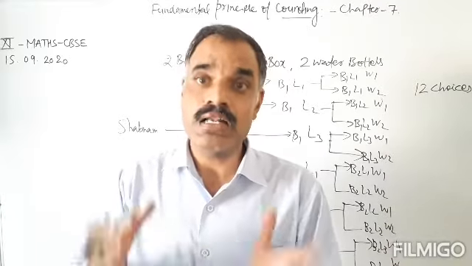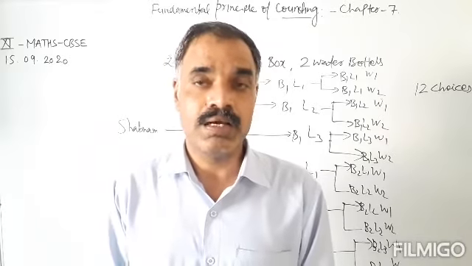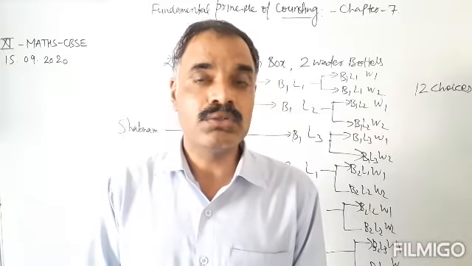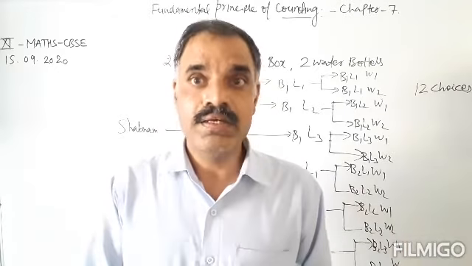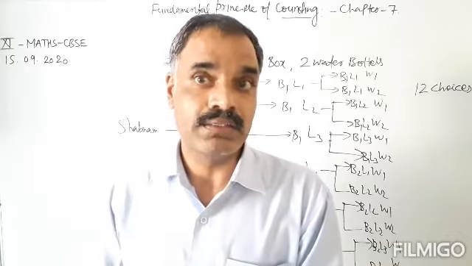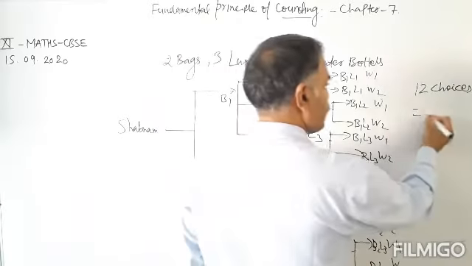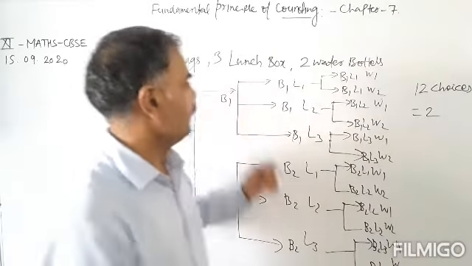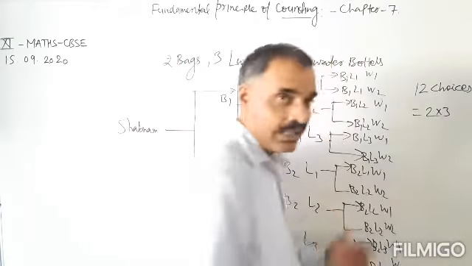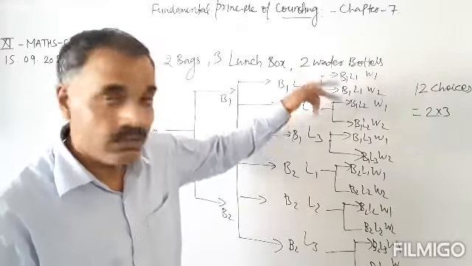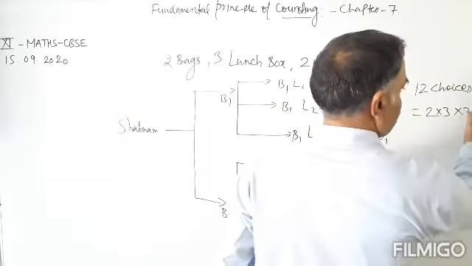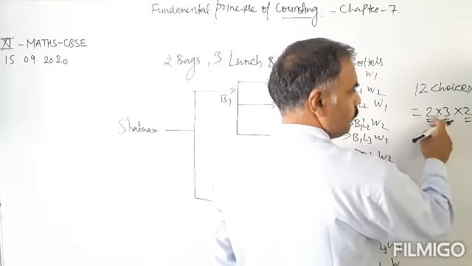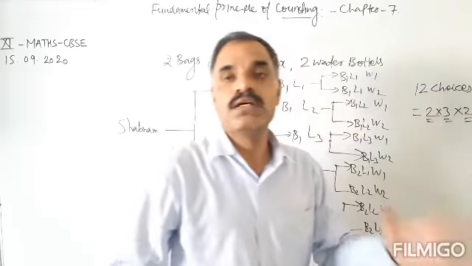Okay, but we also have a method by which we can find these choices directly without any arranging, only by multiplication. She has 2 bags, 3 lunch boxes, and 2 water bottles. So 2 bags, 3 lunch boxes, and 2 water bottles: 2 into 3 into 2 is equal to 12 choices.